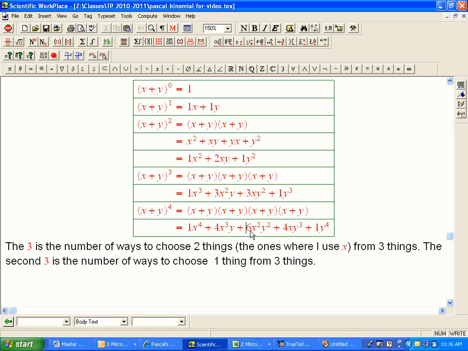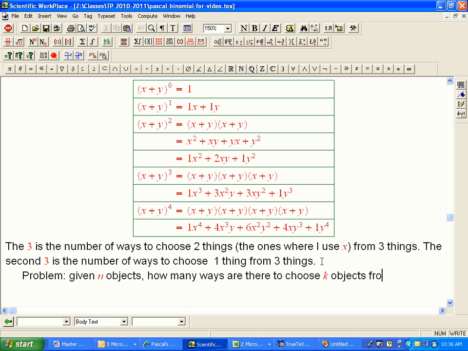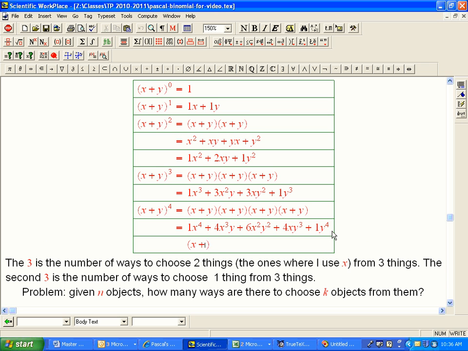How do we systematically predict, given, so here's the problem, given n objects, how many ways are there to choose, let's say, k objects from them? It seems to be that if I take 4 objects and I pick 2, the answer should be 6. And if you write it all out and just keep track of it very explicitly, you see that it is 6.